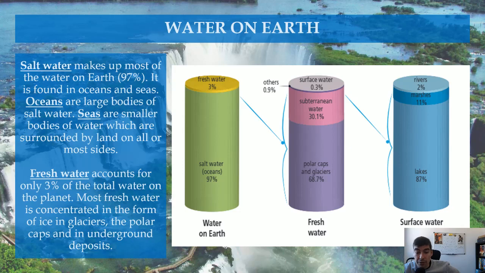The fresh water, on the other hand, accounts for only 3% of the total water on the planet, this yellow part of the cylinder. Most fresh water is concentrated in the form of ice in glaciers, the polar caps here, 68.7%, or in underground deposits, which is also called subterranean water, 30.1%. The surface water only makes up 0.3% of the fresh water.